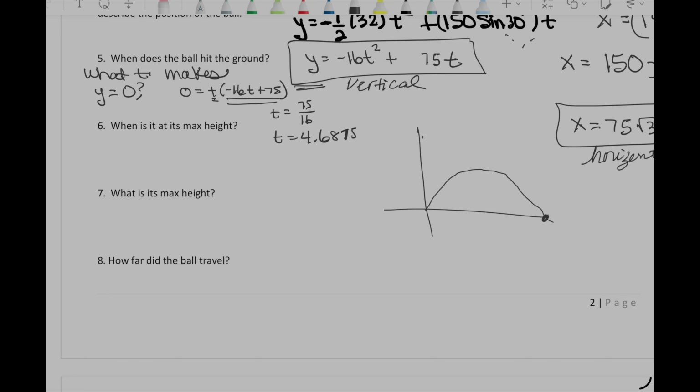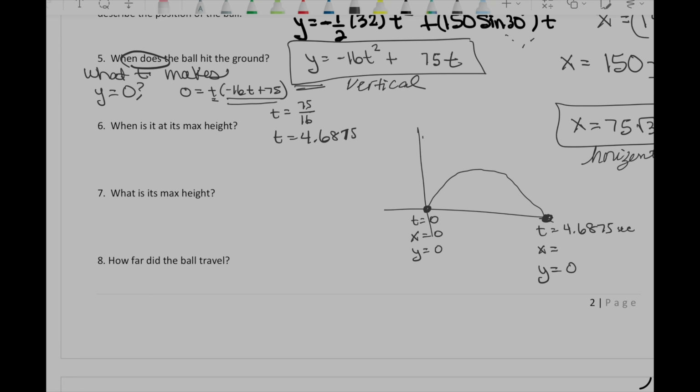So here's what I know. This y value and this y value happens when t equals 0. So here at this spot, t equals 0, obviously x is equal to 0 here, and y is equal to 0 here. Here, t is equal to 4.6875, x is equal to, we don't know, and y is equal to 0. The t is the time, so this is seconds, right?